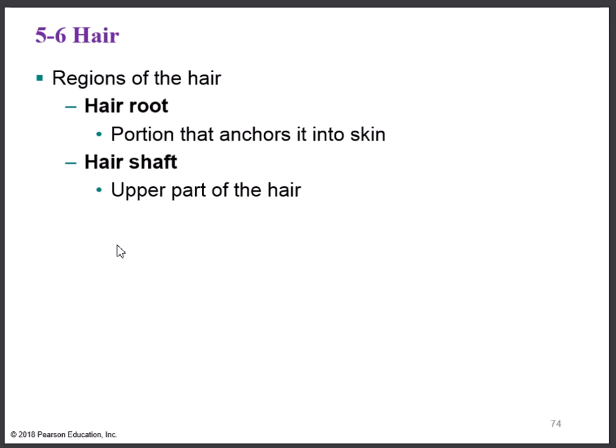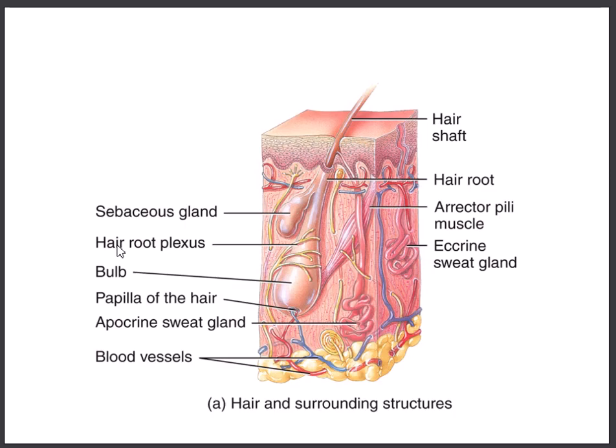So let's take a look now at the regions of a hair. Right, the lower part of the hair is known as the root. The upper part of the hair we're going to call the shaft. So the hair that's in the follicle inside here, all of this would be the root. The hair that's exposed out over here on the surface of the skin is going to be called the shaft. Arbitrarily, I use the sebaceous gland as the dividing line.